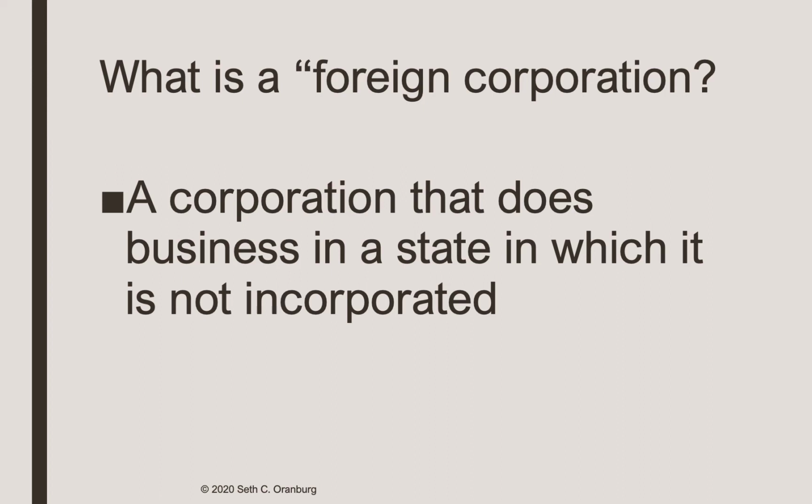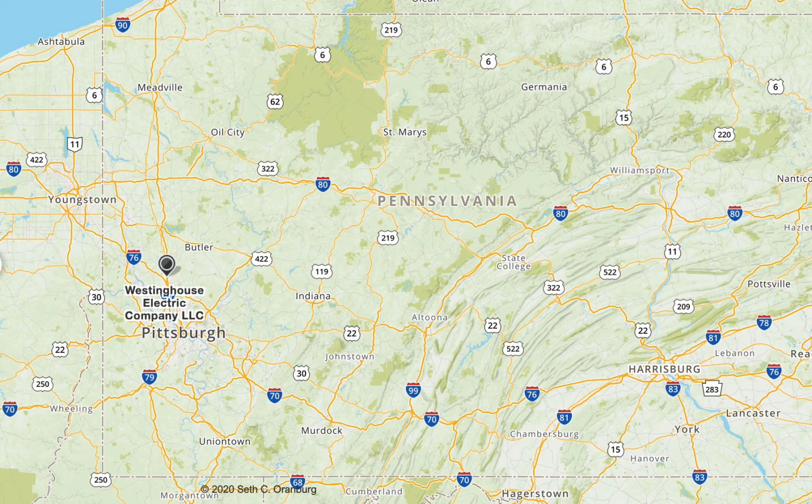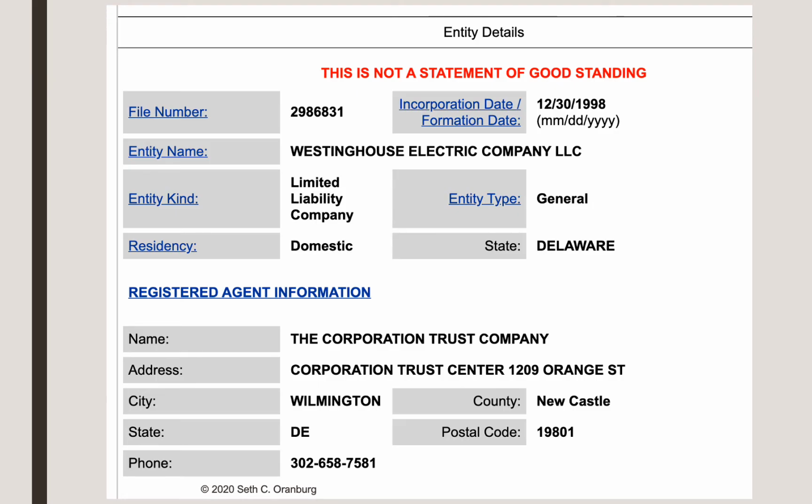What then is a foreign corporation? Quite simply, a foreign corporation is one that does business in a state in which it is not incorporated. Let me give you an example. Westinghouse Electric Company is headquartered just outside of Pittsburgh in the state of Pennsylvania. In fact, it's a famous Pennsylvania company that's been around there for a very long time, and most Pittsburghers think of it as local. However, Westinghouse is actually incorporated in the state of Delaware. And therefore, although it does business in Pennsylvania, it is truly a foreign corporation in Pennsylvania.